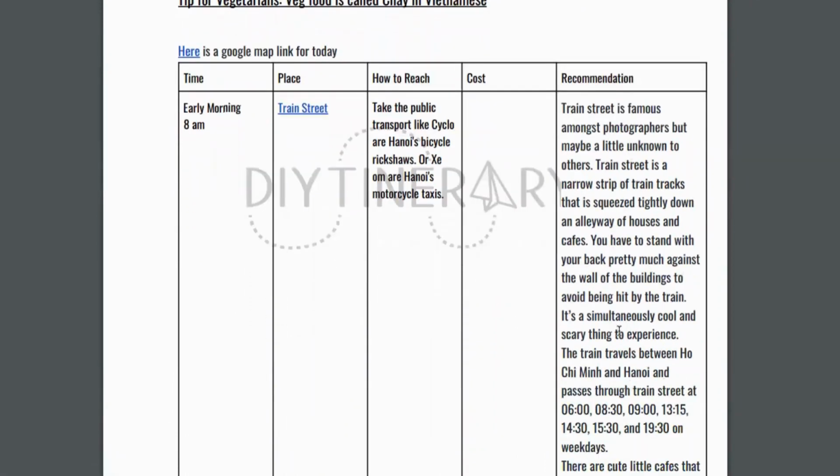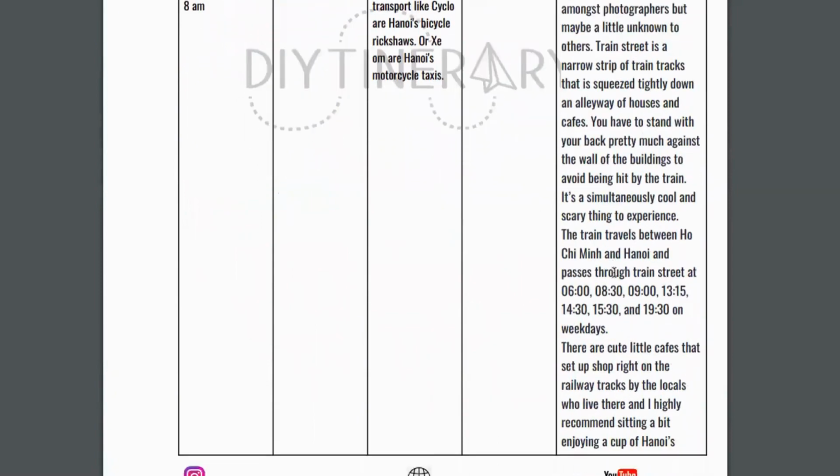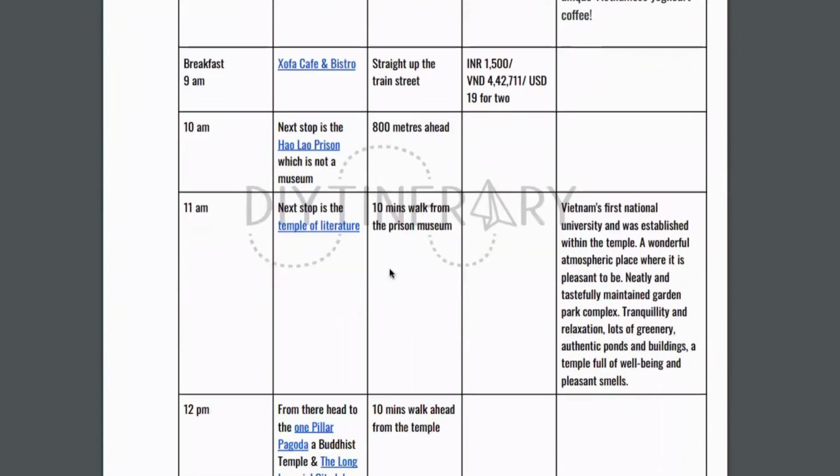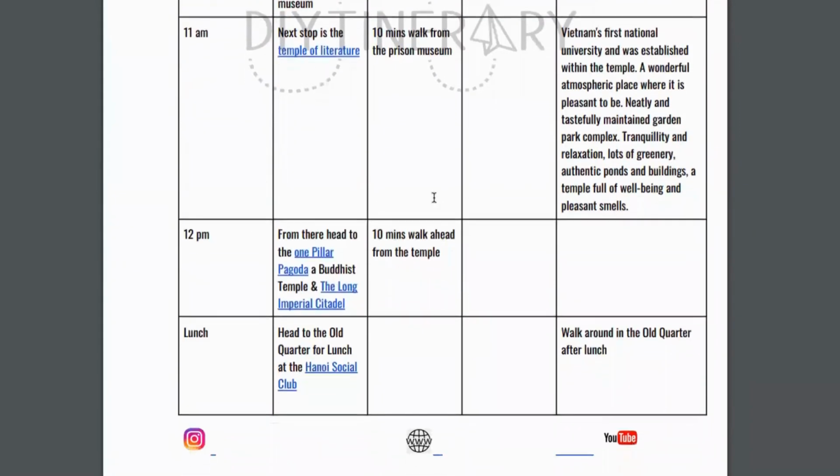Then we've also written some recommendations like what to expect and what are the things you should do in that place. Then we've also mentioned that you can have breakfast, how much it will cost, how far a particular place is. Let's say next stop is this museum, how far it is from the previous place that you've gone. So you get all of that. And then you also get, again, the next place after this, how far it is from the previous place that you went to. So just like that, we mentioned the whole day.